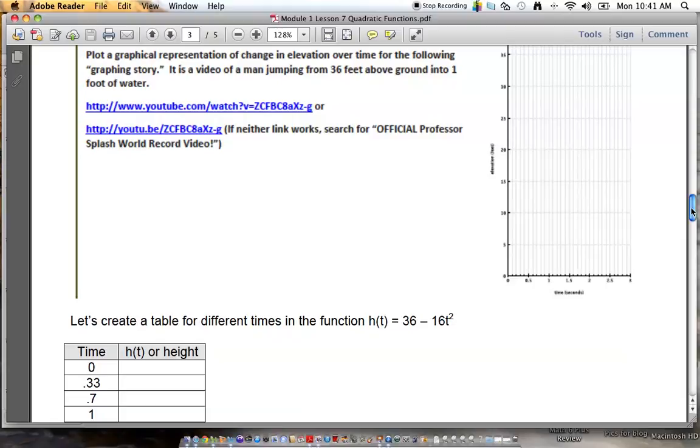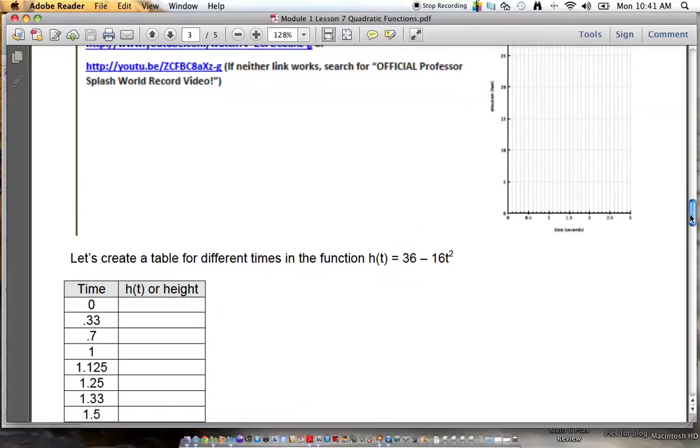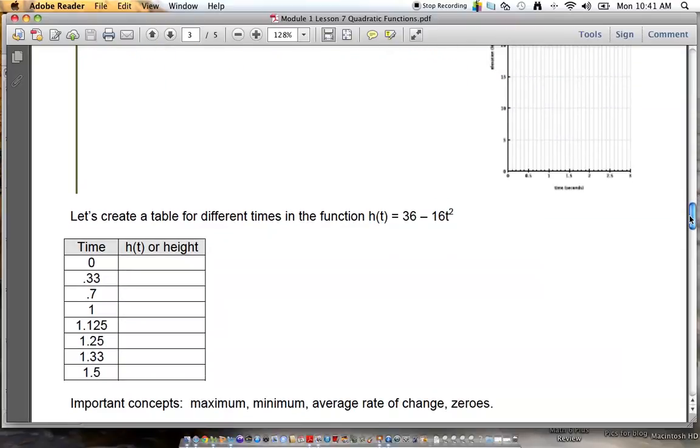So it's pretty cool. Now, if we turn around and we plug these numbers into our calculator, we can generate a series of heights. And the graph would look, ta-da, like that.